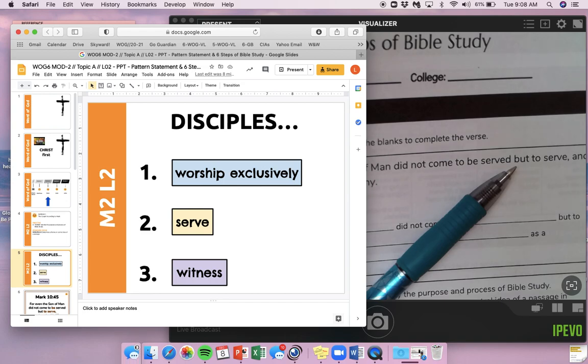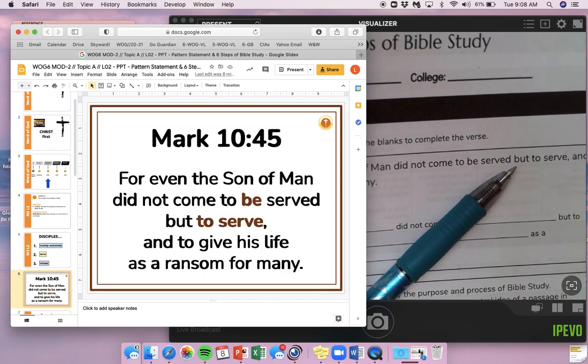So as we're thinking about being disciples of Jesus, we're thinking that we worship him alone. We're willing to serve him. We're looking for those opportunities. And then we share him with people. Well, here's our verse. Let's practice it.